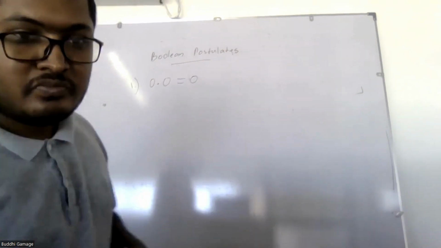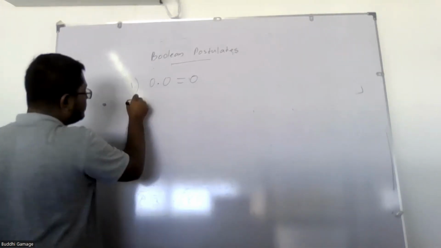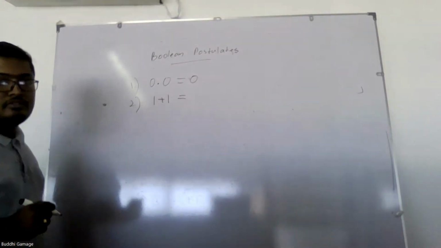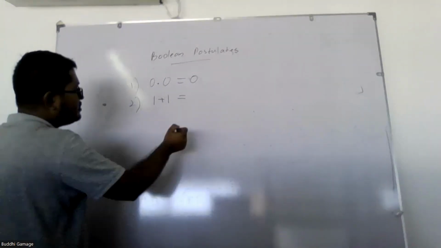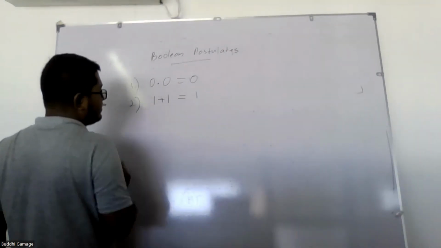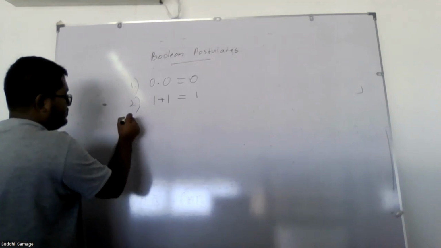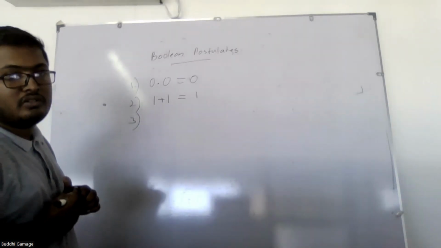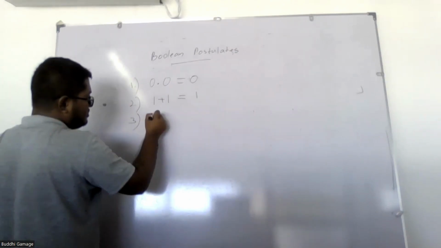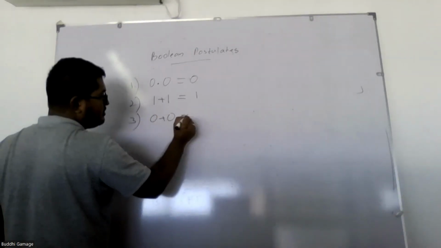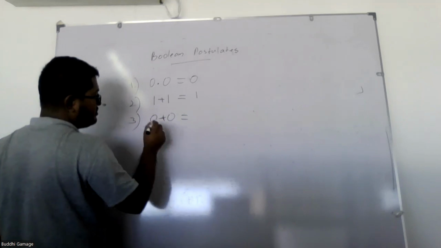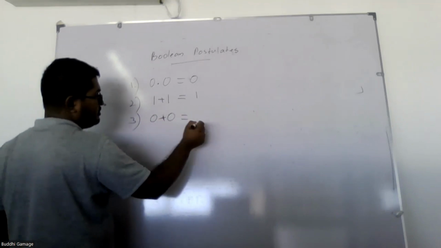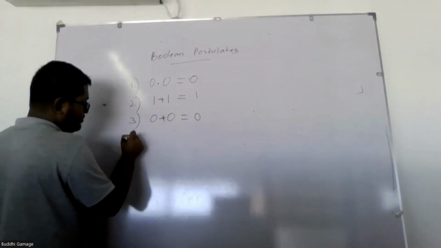And next up, 1 plus 1. What is it going to be? As I explained earlier, it's going to be 1. The third one, 0 plus 0. Now it is operator 0 or 0, or otherwise 0 plus 0. So it is going to be 0 again.